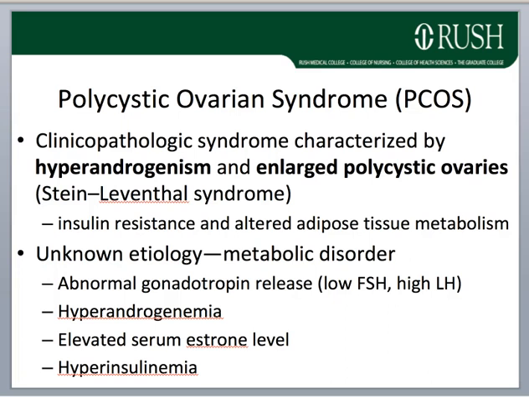In addition, women with PCOS show insulin resistance and altered adipose tissue metabolism, which contributes to the development of both diabetes and obesity. There is abnormal gonadotropin release, low FSH and high LH, hyperandrogenemia, an elevated serum estrone level, and in some cases hyperinsulinemia. These findings suggest the pathophysiology involves abnormalities of the hypothalamic ovarian axis.